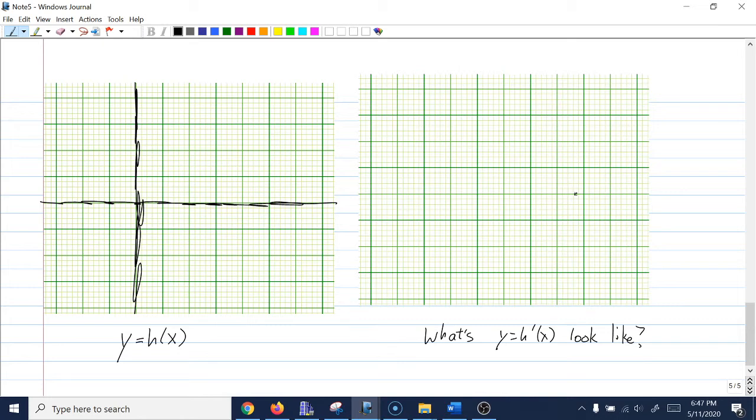Let's make this one a little bit complicated even. Let's have a graph that starts existing, goes up with a crazy vertical asymptote, comes back from that crazy vertical asymptote, and then goes up like that. What's the derivative of this look like?